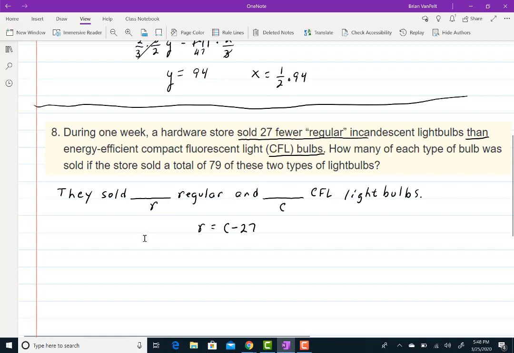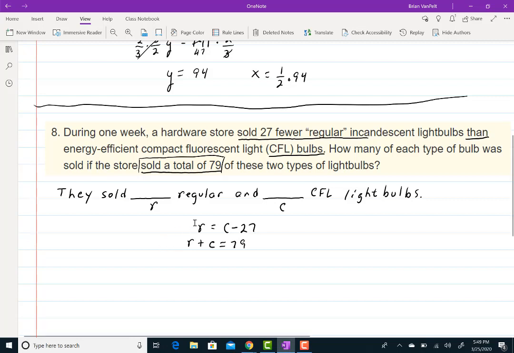It says how many of each type of bulb was sold if they sold a total of 79. So that part right there is crucial. And a total means I'm going to add them together. So I have R plus C equals 79. Hopefully you can see this is a very, very simple problem as far as setting up the substitution here.